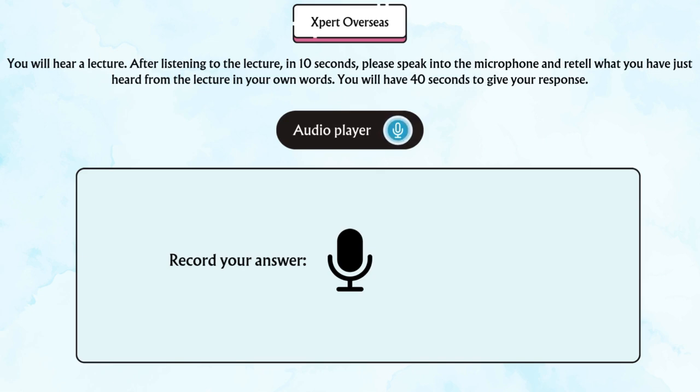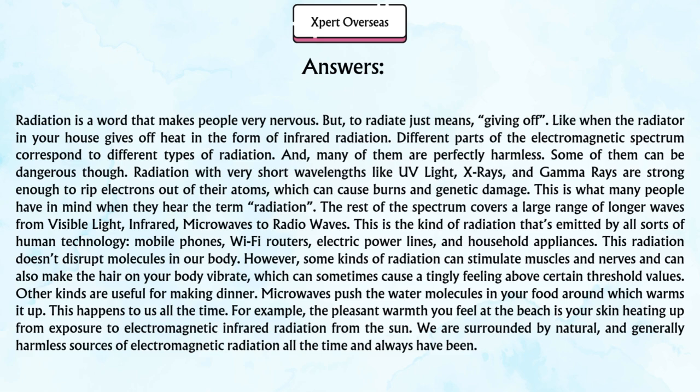This happens to us all the time. For example, the pleasant warmth you feel at the beach is your skin heating up from exposure to electromagnetic infrared radiation from the sun. We are surrounded by natural and generally harmless sources of electromagnetic radiation all the time, and always have been.